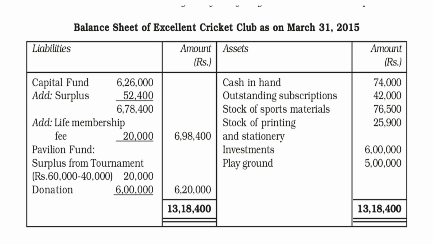Now let's go back to the liability side of the balance sheet on the closing date. In the inner column, capital fund is 6,26,000, add surplus, that is the excess of income over expenditure in the income and expenditure account 52,400. The total is 6,78,400. Now a life membership fee rupees 20,000 is there, which is to be capitalized. The same we have already discussed, that is to be added to capital fund, and the total rupees 6,98,400 is taken in the outer column on the liability side of the balance sheet.